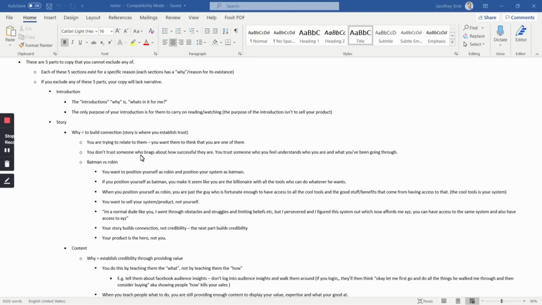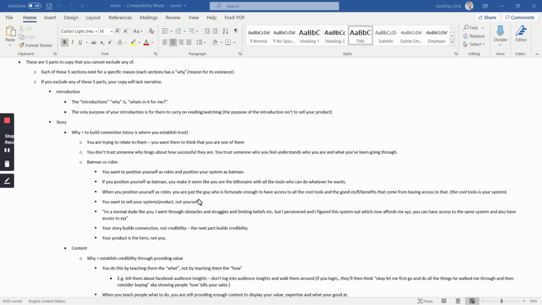All right, so Batman versus Robin. You want to position yourself as Robin and position your system or your product or your solution as Batman. You are not the hero in your product's eyes. Your solution is the hero, right? You are not where you are because of you. You are where you are because of what your product allowed you to overcome, right?